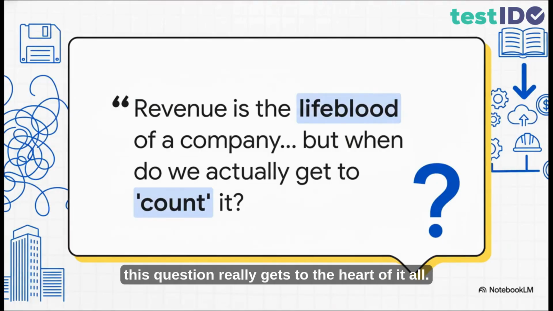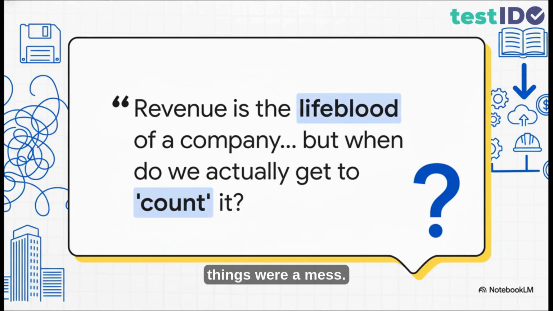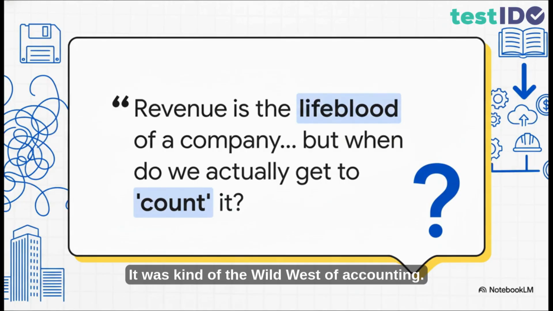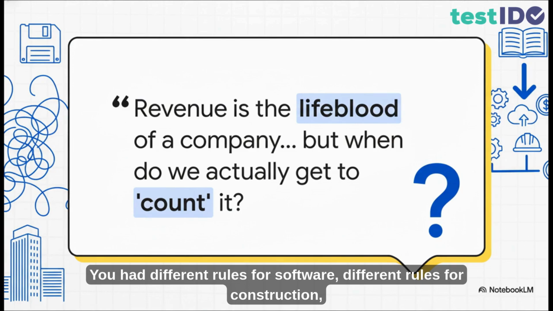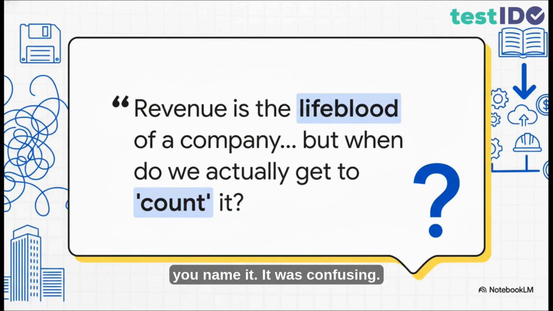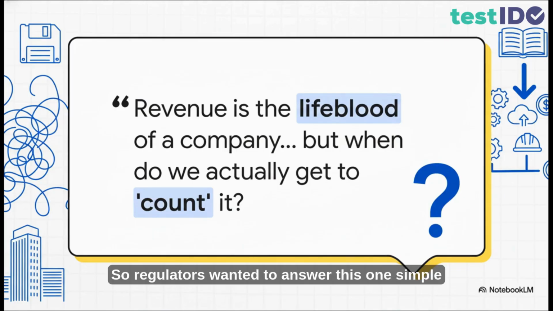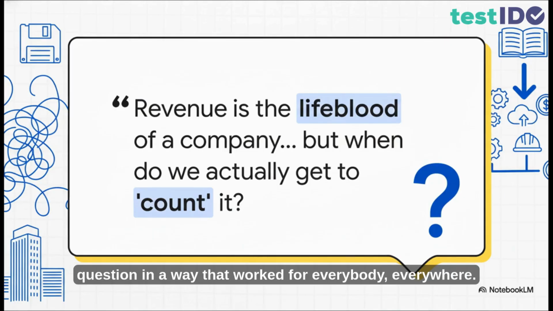This question really gets to the heart of it all. Before the current standard, things were a mess. It was kind of the Wild West of accounting. You had different rules for software, different rules for construction, you name it. It was confusing. So regulators wanted to answer this one simple question in a way that worked for everybody, everywhere.